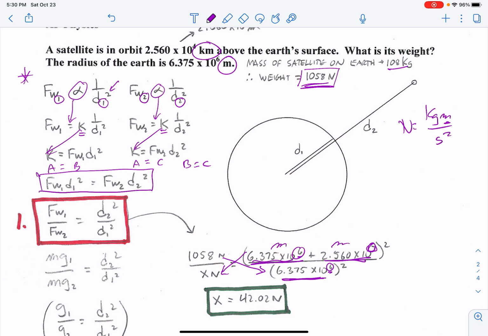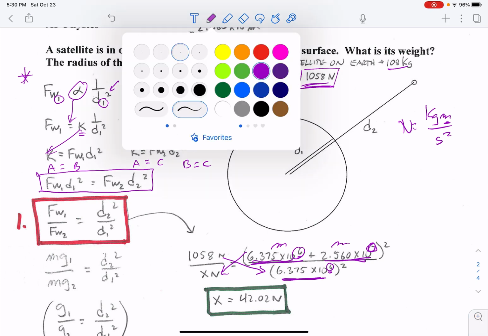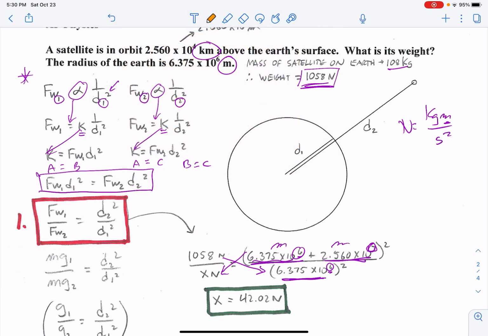Remembering it's an inverse square law. The second mistake that is often made, let's switch to a different color here, is forgetting to square, because it is an inverse square law. Now when you plug your numbers in, you find out that at that distance above the surface of the Earth, the satellite will have a weight of 42 newtons. And that makes sense, because if the weight on the surface of the Earth is over 1,000, we would expect the weight at this distance above the surface of the Earth to be substantially less.